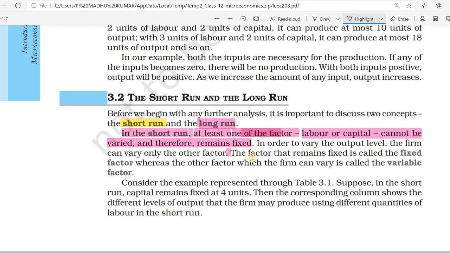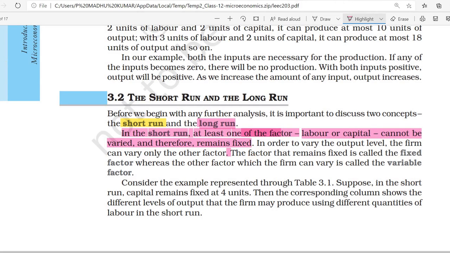Suppose normally we are varying labor. Sometimes we will select 2 laborers, sometimes we will select 10 laborers, like that we vary the labor. That one we call the variable factor.